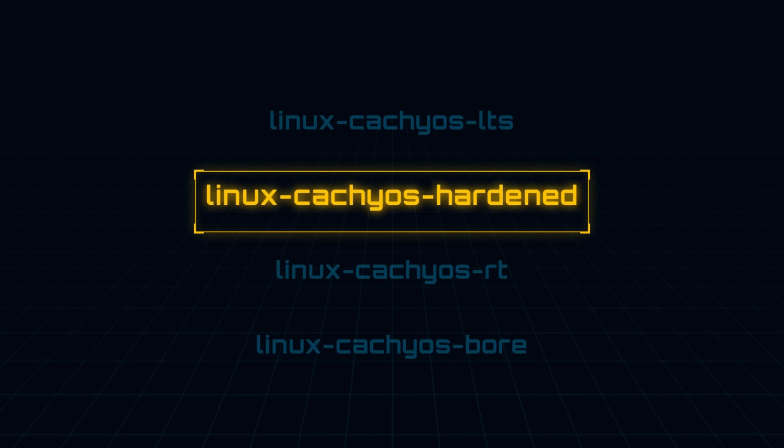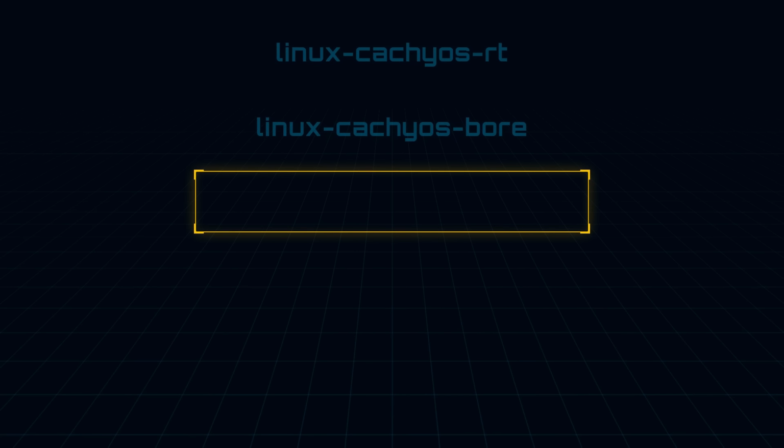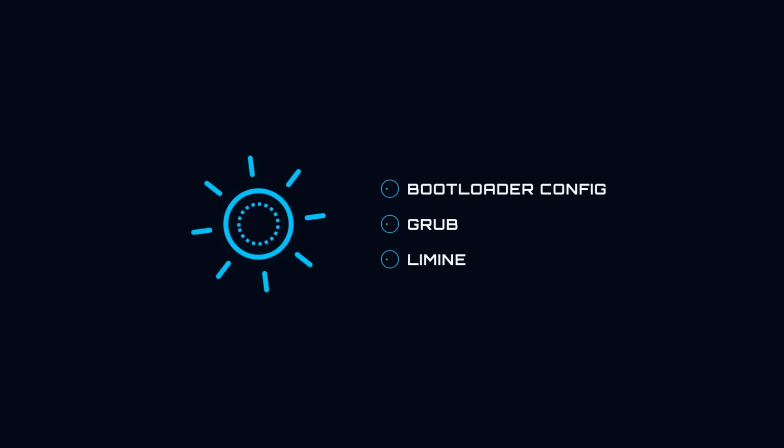From this one interface, you can browse and install any of the numerous kernel variants that CachyOS offers, from the default and Bore scheduled versions to the long-term support, hardened or even real-time kernels. It handles the installation, the bootloader configuration, and the removal of old kernels. It's an incredibly powerful tool that makes advanced kernel management accessible to everyone.